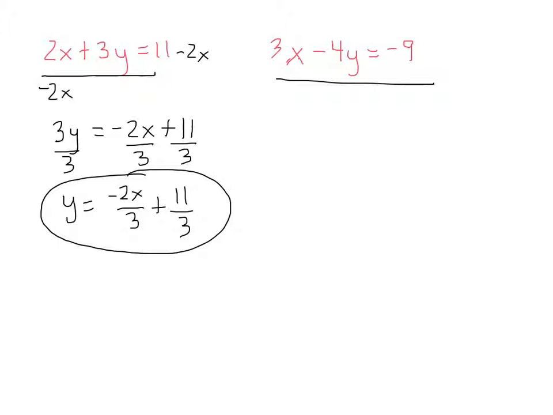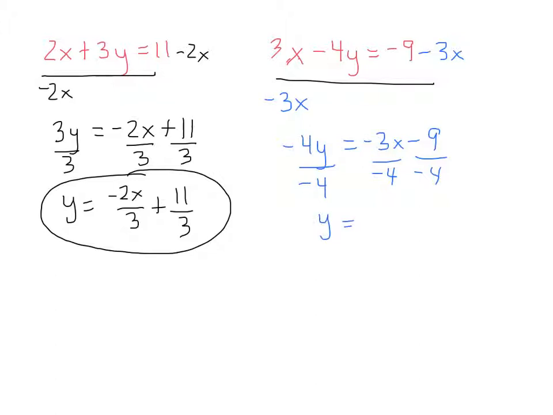Let's go get the second one in slope-intercept form. On this second equation, I am going to subtract 3x on both sides. And so I have negative 4y equals negative 3x minus 9. And then I will divide by negative 4 on both sides. And so I have y equals 3 over 4x plus 9 over 4. So those are my 2 equations that I want to graph.